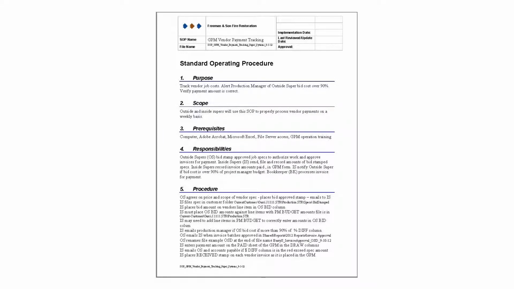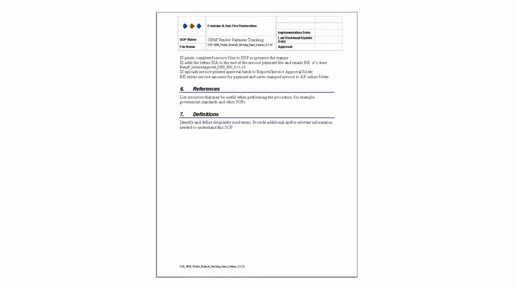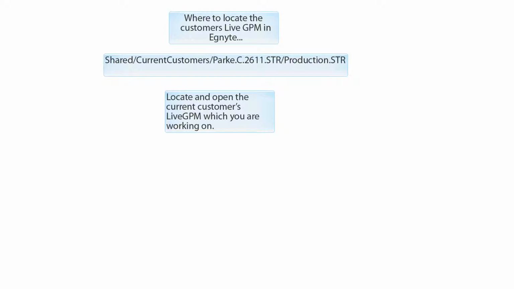If you pause the screen here, you can follow along with the SOP and see the basic guidelines for how to do this task. This is the second half of the SOP, so remember not to skip this when you're going through this process. So right now we're going to figure out where to locate the live GPM for these current customers, and also I'm going to teach you how to navigate the GPM right after this.